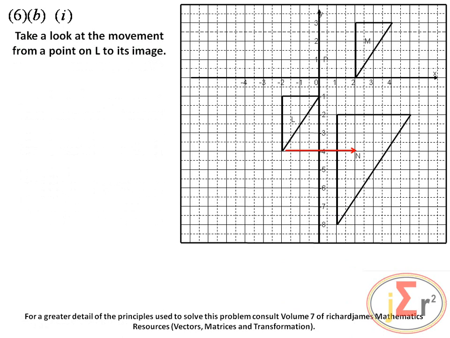So take a look at the movement from a point on L to its image on M. So we move 1, 2, 3, 4 units in the positive x direction and 1, 2, 3, 4 units in the positive y direction. So the vector is 4 for the x, 4 for the y, so we have (4, 4).